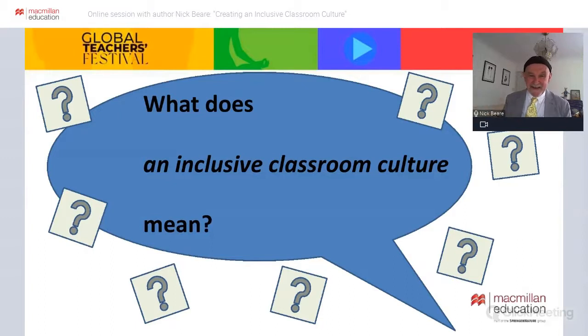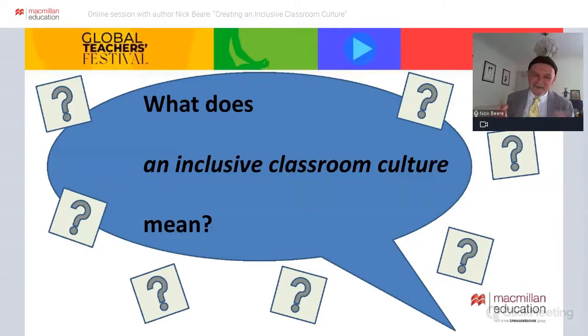Let's get started. I hope everybody can see the first picture: what does an inclusive classroom culture mean? What indeed? I think it's very important because for some time we've been talking mainly about mixed ability classes, and that is an important thing. But we have to take how we treat our students a little bit further and think about being inclusive of all types of students, because there are so many types of students.